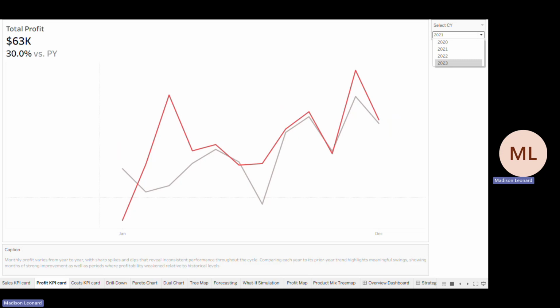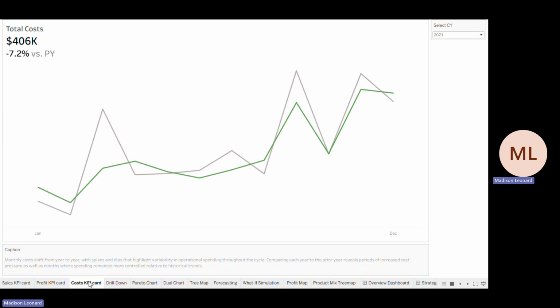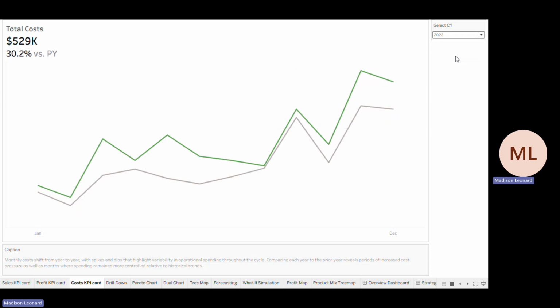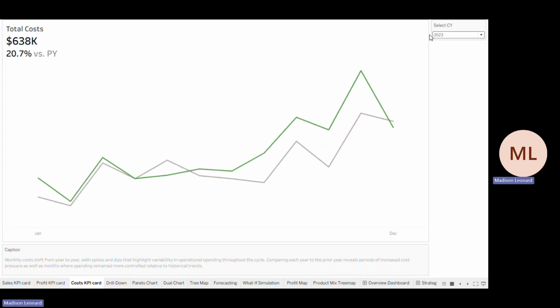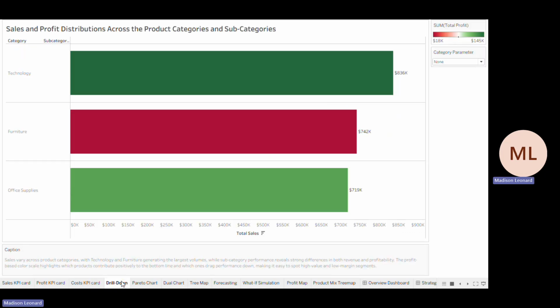And then cost KPI. This is pretty similar to the sales one, but not all of them align if you look closely, showing there may be some operational influences that change that. But let's go to our drill down.